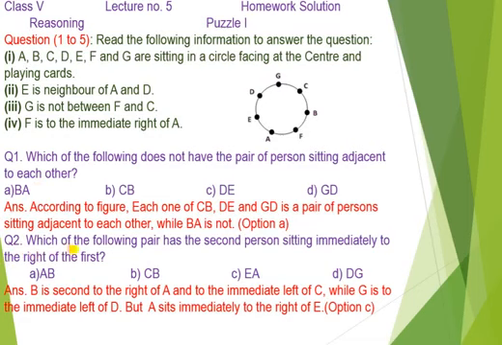Question number 2. Which of the following pairs has the second person sitting immediately to the right of the first? Which is the second person who is sitting just to the right of the first?